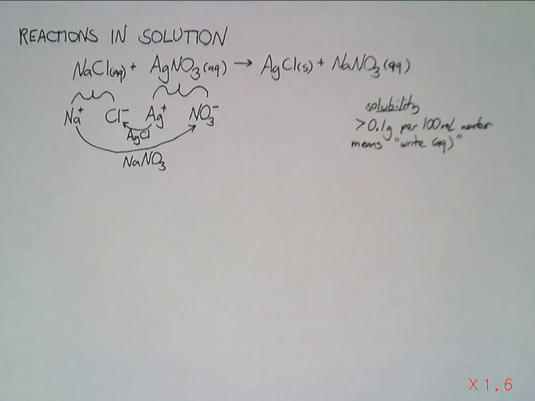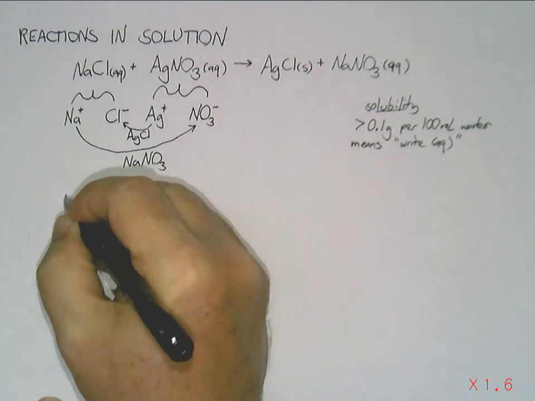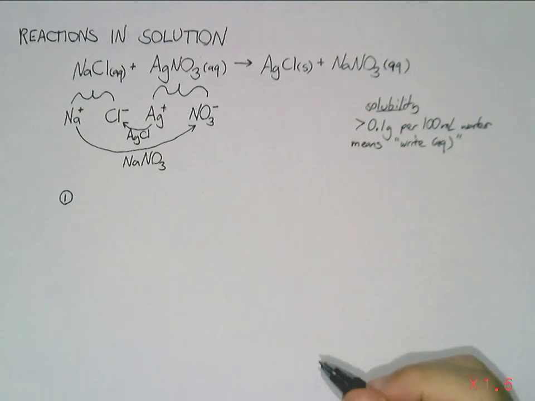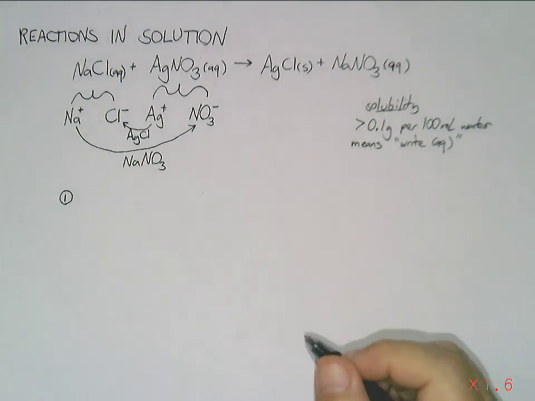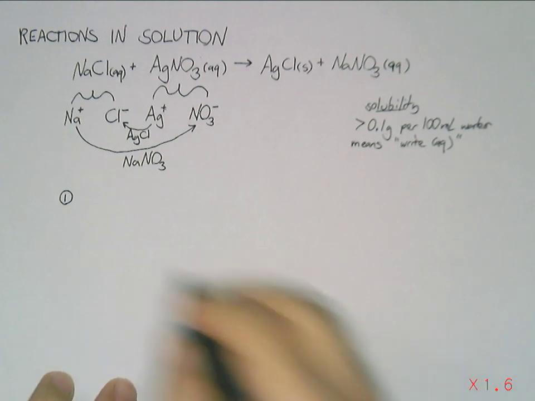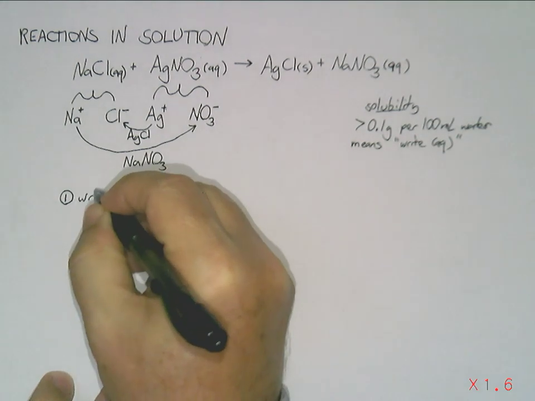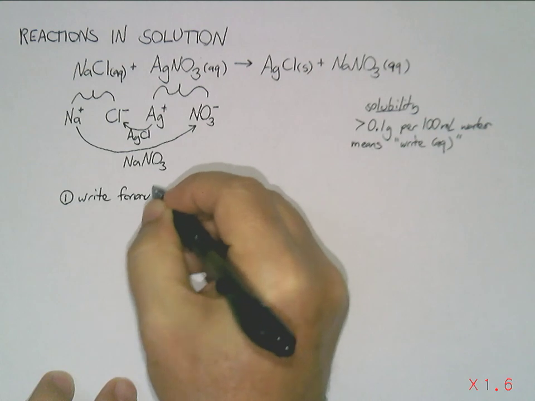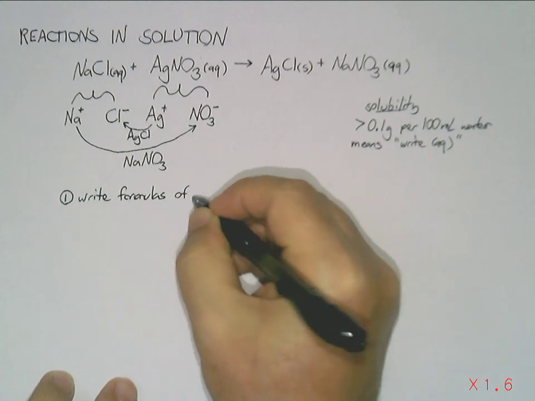Let's break it down a little bit, the steps that we did, and look at it like a step-by-step procedure so that we can apply this, what we just did, to other reactions. And your number 4 in your worksheet is like this, and so are some of the ones on the end of the worksheet. The first thing I'm going to do is write the formulas of the reactants.